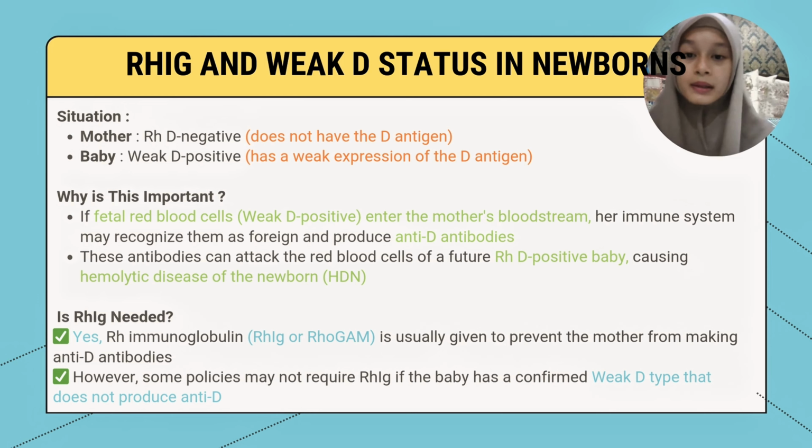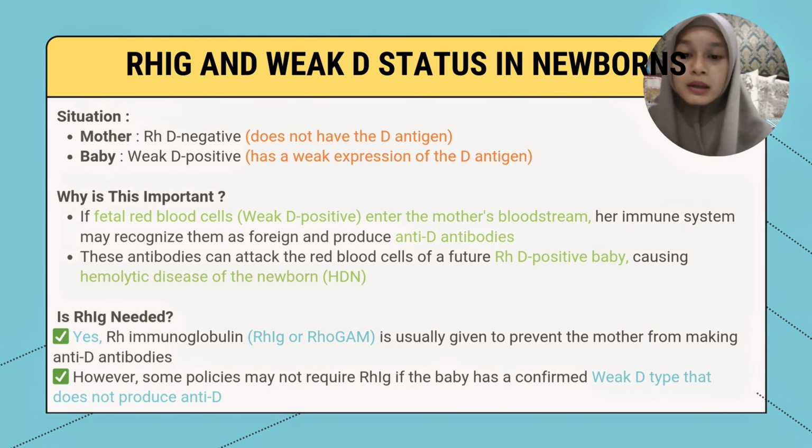So, Rh immunoglobulin and weak D status in newborn. For the situation, the mother is Rhd negative, meaning she does not have the D antigen. The baby is weak D positive, meaning the baby has a weak expression of the D antigen. So why is this important? If fetal red blood cells, weak D positive, enter the mother's bloodstream, her immune system may recognize them as foreign and produce anti-D antibodies.